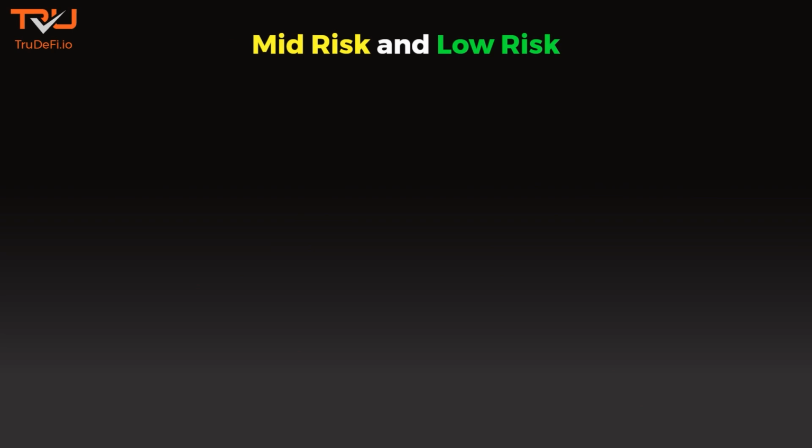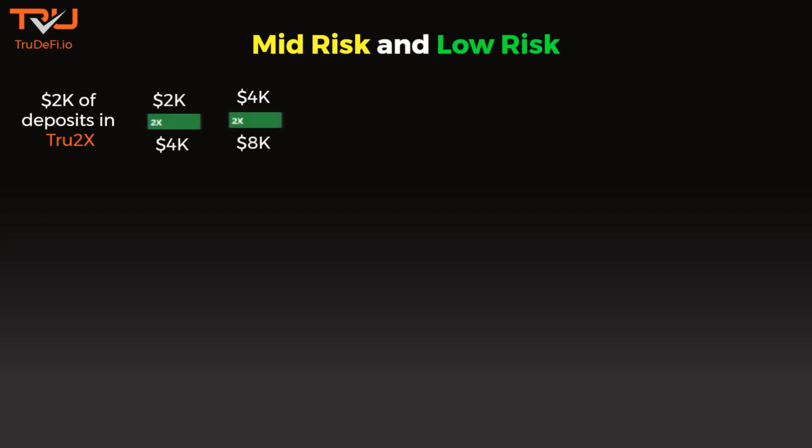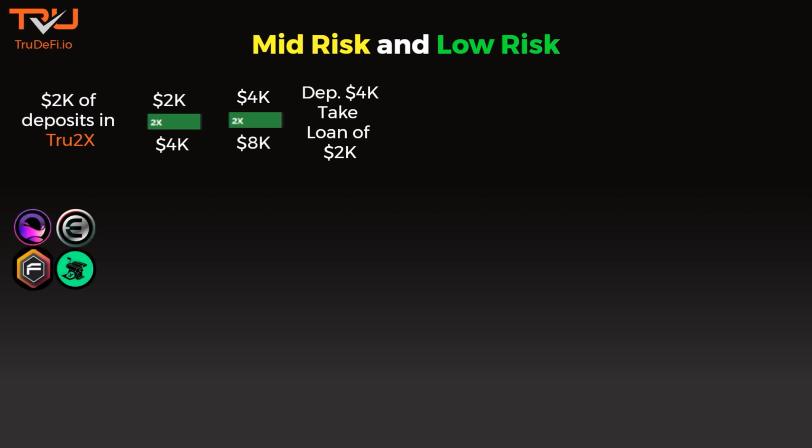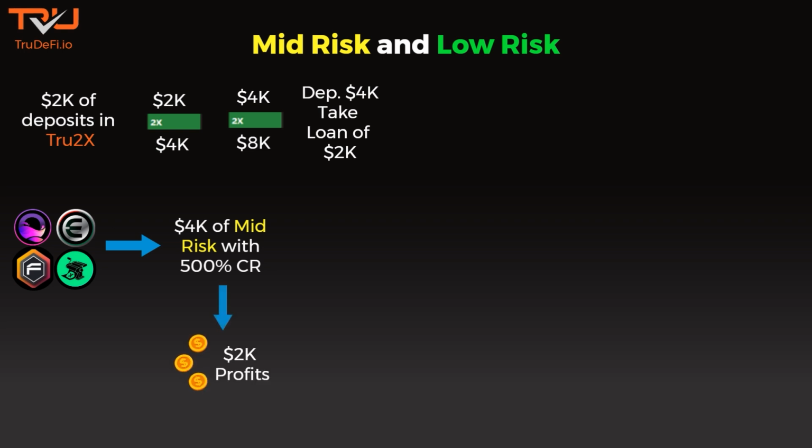The mid and low risk options lend themselves to a longer time frame using Tru2X. Let's see how this would work. Let's say a user deposits 2,000 into Tru2X, and they go through 2 doubling cycles, ending up with 8,000. They can utilize one of these Liquity forks, deposit 4,000 and take a loan of 2,000 out. The 4,000 deposited into the Liquity fork would put it at a 500% collateralization ratio, in a mid-risk range, and that 2,000 is now profits the user can utilize as they see fit.